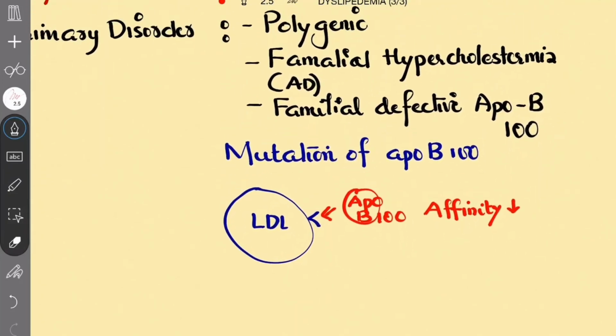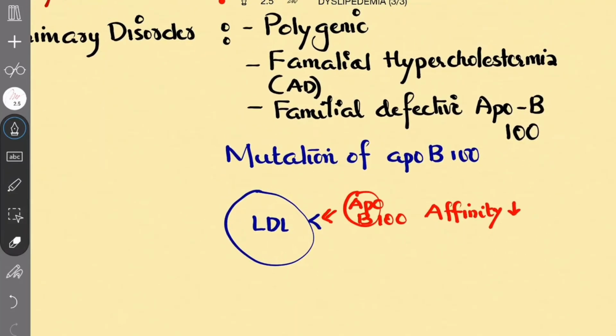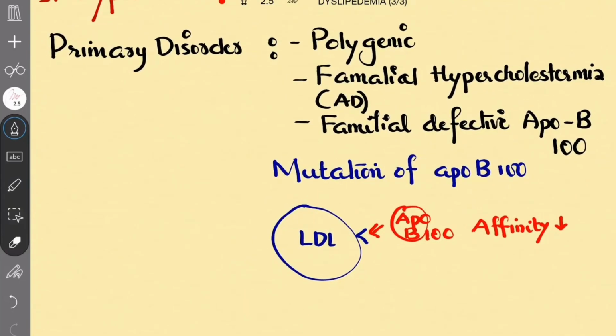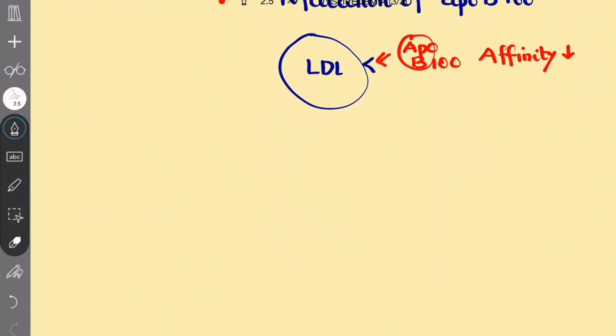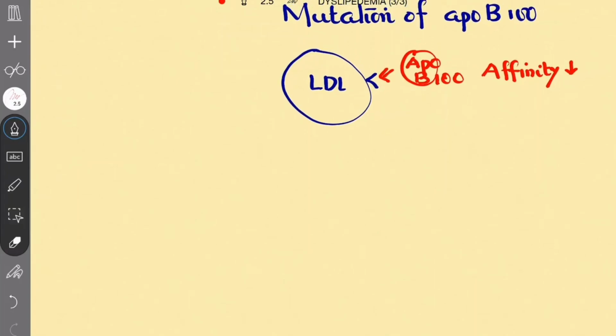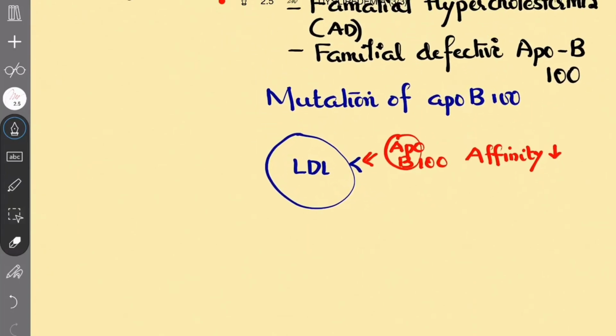So remember that. If the affinity is not good, the LDL cholesterol will be higher. There will be lipid metabolism disorders. It causes impairment of LDL catabolism, resulting in increased levels of LDL in the blood. That's it.